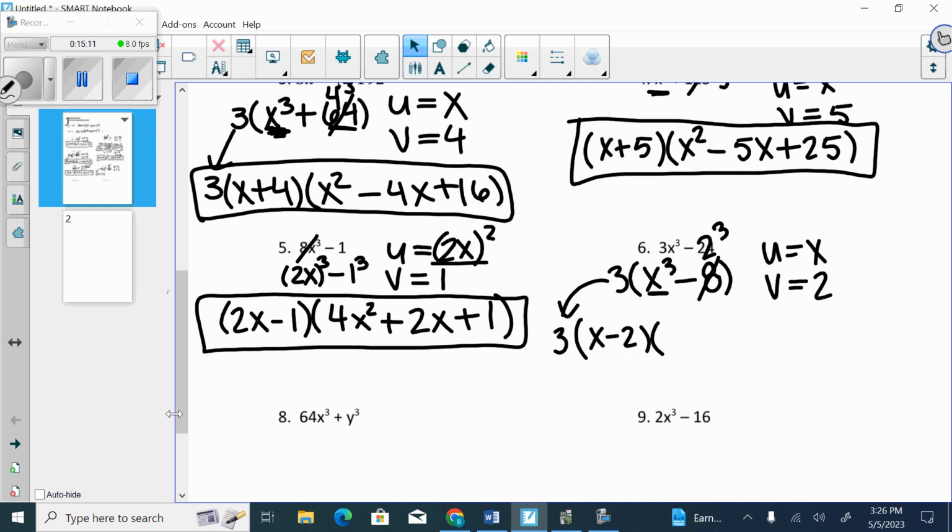All right, and then in that second parenthesis, we should have u squared, which would be x squared. Okay, and then plus u times v. 2x, good. Plus v squared. 4. Good job.